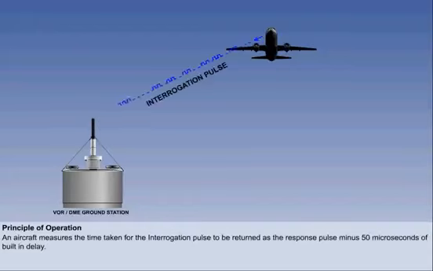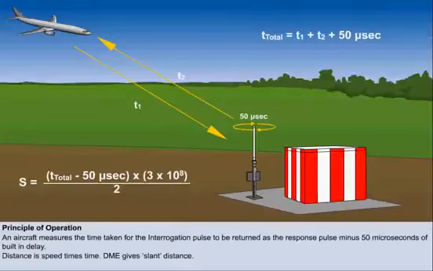The airborne equipment measures the time interval between transmission, T1, and reception, T2, of each pulse pair. The 50 microsecond delay at the transponder is deducted from the total. Using this time interval and the known constant speed of propagation, it determines the slant range of the aircraft from the responder.